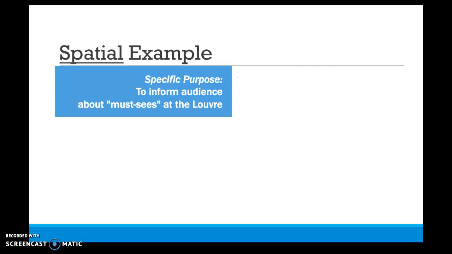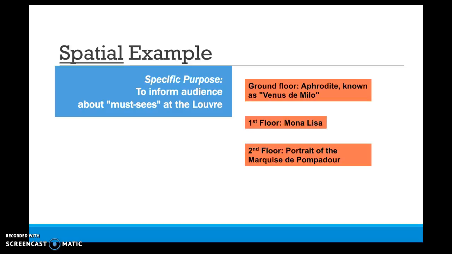So here's a spatial example to inform my audience about must-sees at the Louvre. They're starting at the ground floor, and then they move up to the first floor, and then they move up to the second floor. So as you see, spatial, it goes from one area to the next.